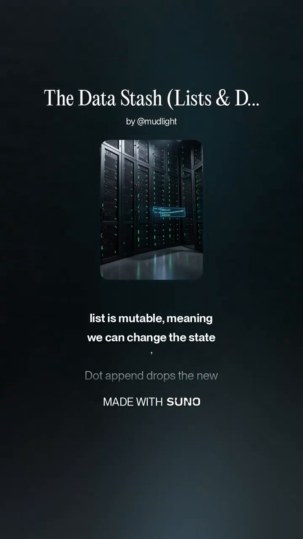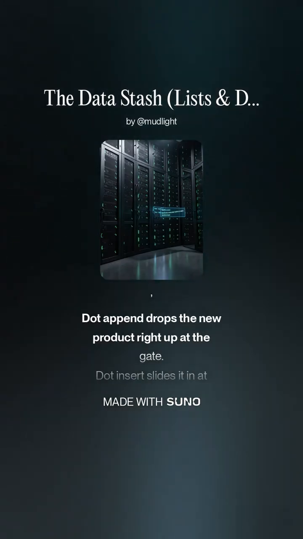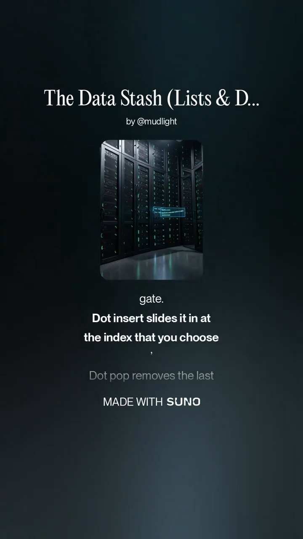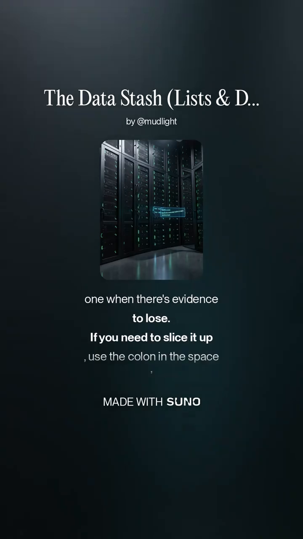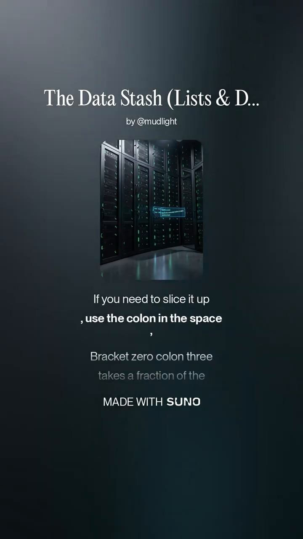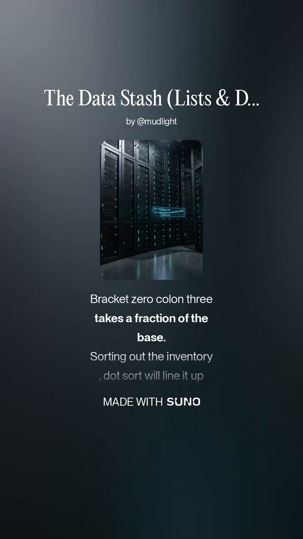The list is mutable, meaning we can change the state. Dot append drops the new product right up at the gate. Dot insert slides it in at the index that you choose. Dot pop removes the last one when there's evidence to lose. If you need to slice it up, use the colon in the space. Bracket 0:3 takes a fraction of the base.